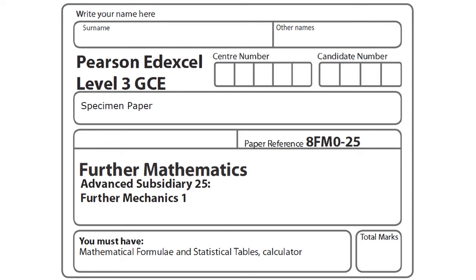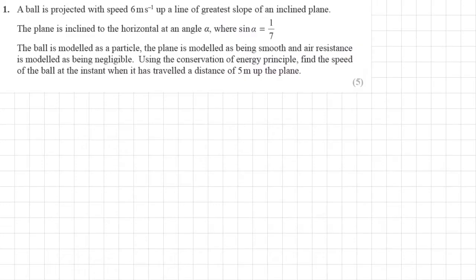This is a walkthrough of the AS Further Mathematics paper, and this is AS FM1 or Further Mechanics 1. Question 1. A ball is projected with speed 6 meters per second up a line of greatest slope of an inclined plane. The plane is inclined to the horizontal at an angle alpha, where sine alpha is 1/7. The ball is modelled as a particle, the plane is modelled as being smooth, and air resistance is modelled as being negligible. That means it's so small that we can ignore it.